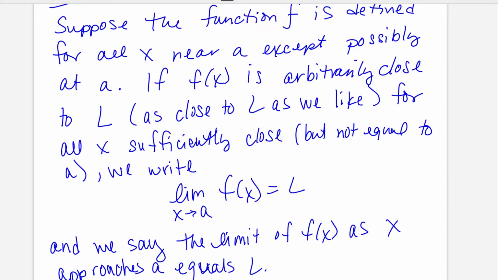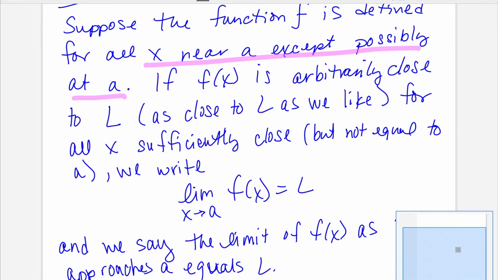Here's the deal. Suppose that we have this function f that's defined for all x near a except possibly at a. When you have a limit, you do not have to have a value. Ooh, that's big, right? So when you have a limit, you're looking at the behavior of what's happening, what it is approaching. You don't necessarily have to have an actual value there. You just want to know what is right here, arbitrarily close. So as close as you can possibly be.